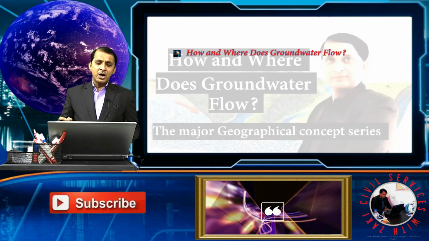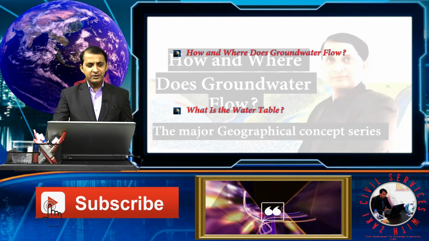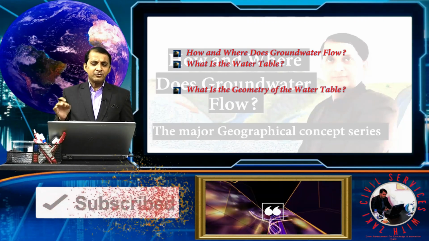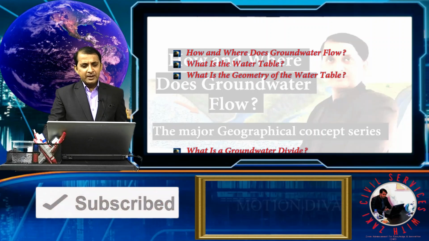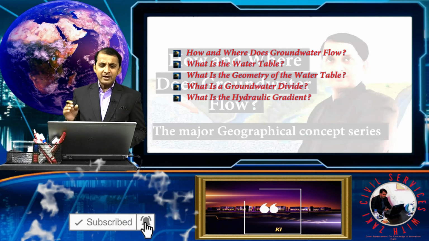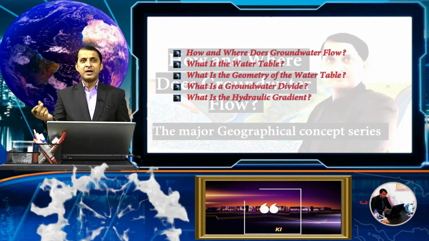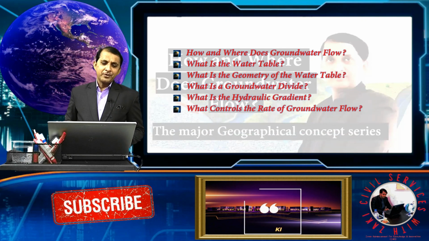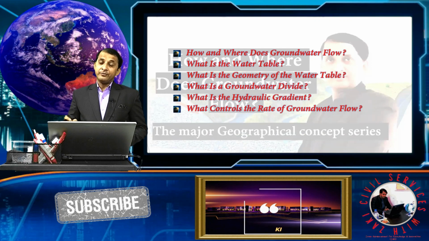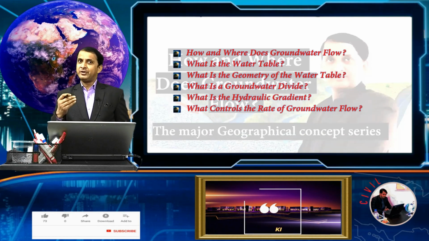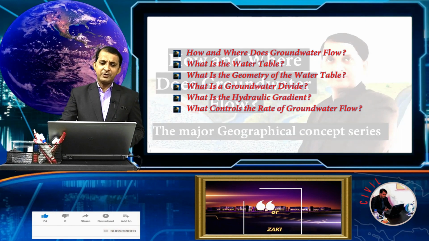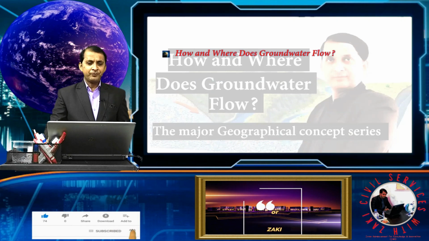Number one, how and where does groundwater flow? Number two, what is the water table? Another is what is the geometry of the water table, what is the groundwater divide, what is the hydraulic gradient, and also what controls the rate of groundwater flow. We will discuss all these topics, so stay with us till the end of this video. So let's move forward.